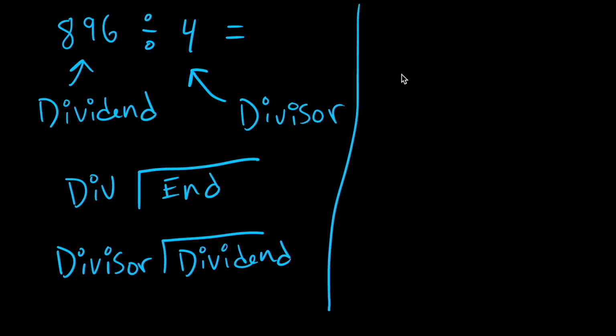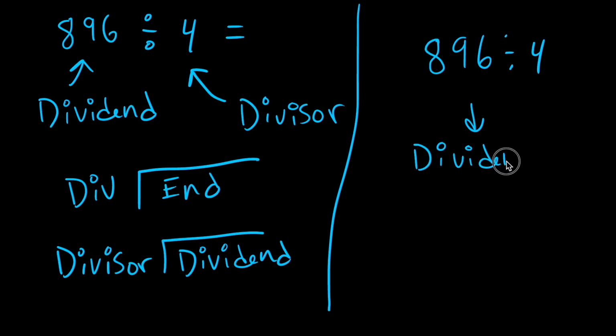Now, turning this problem into the other two ways of representing division, forward slash and fraction bar: 896 divided by 4. Your fraction bar will always have the dividend on top and the divisor at the bottom.